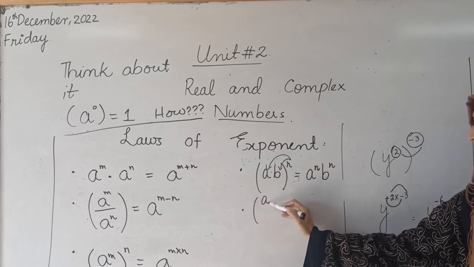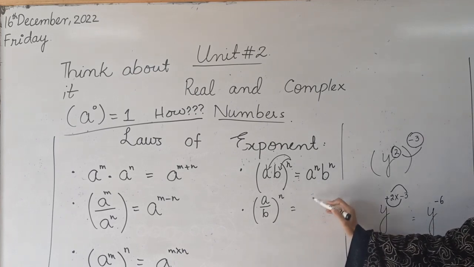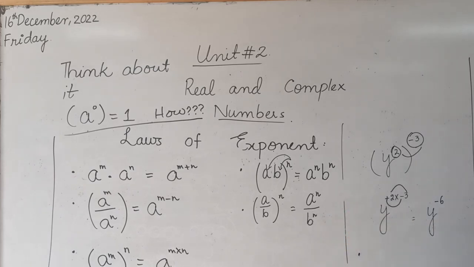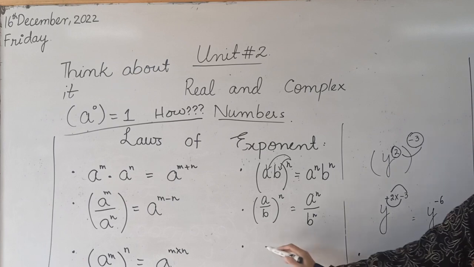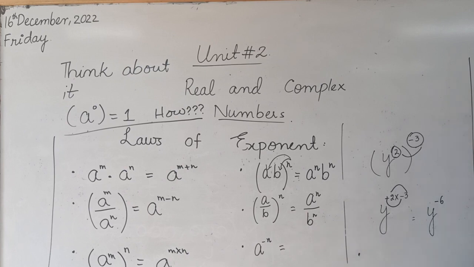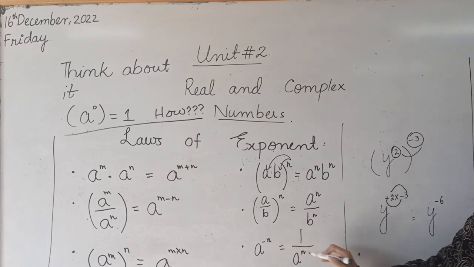Same is the case for division. If we have a over b raised to power n, this is equal to a raised to power n over b raised to power n. Next law is, if we have a number having negative exponent, then what will we do? We will take reciprocal, and now the exponent will change into positive. And the last law is, something raised to power 0 is equal to 1.